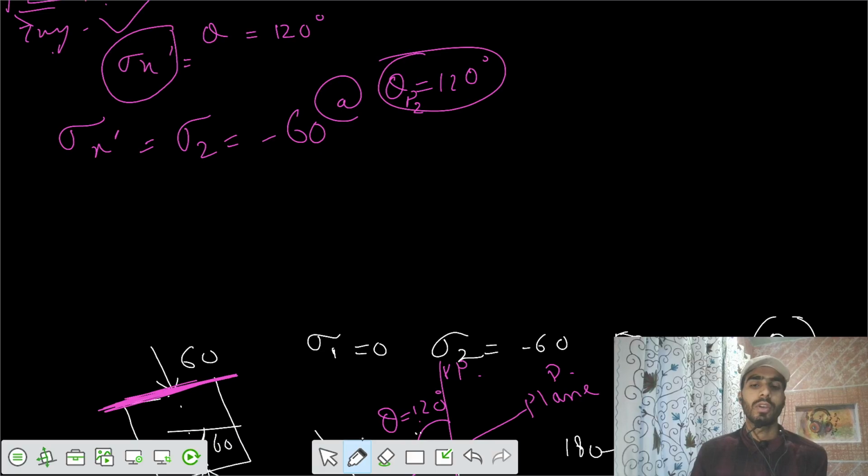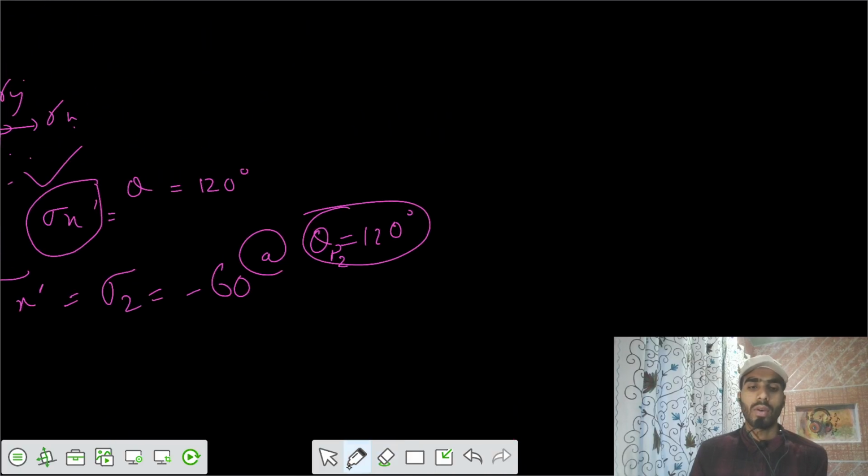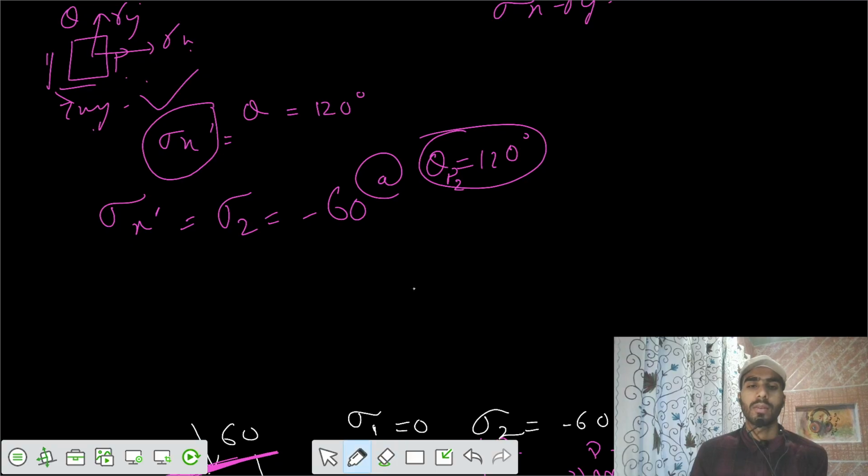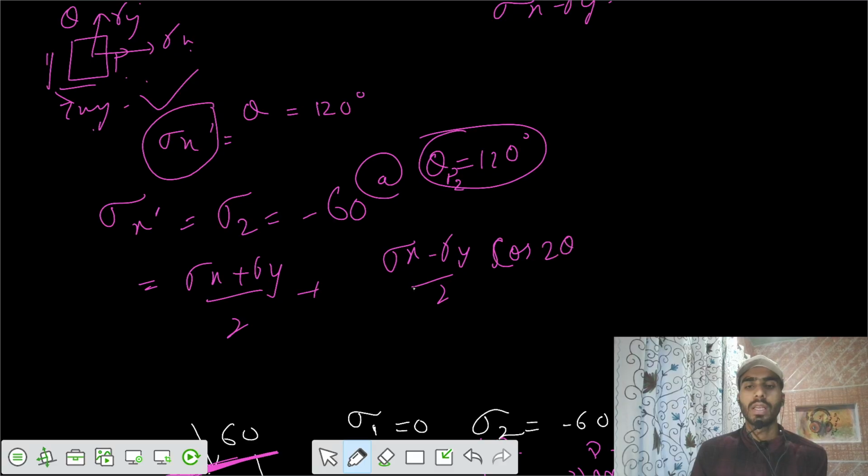If we use this equation, we also know that tan 2 theta p equals tau xy by sigma x minus sigma y. And we also know that sigma 2 equals sigma x dash equals sigma x plus sigma y by 2 plus sigma x minus sigma y by 2 cos 2 theta p plus tau xy sine 2 theta p.